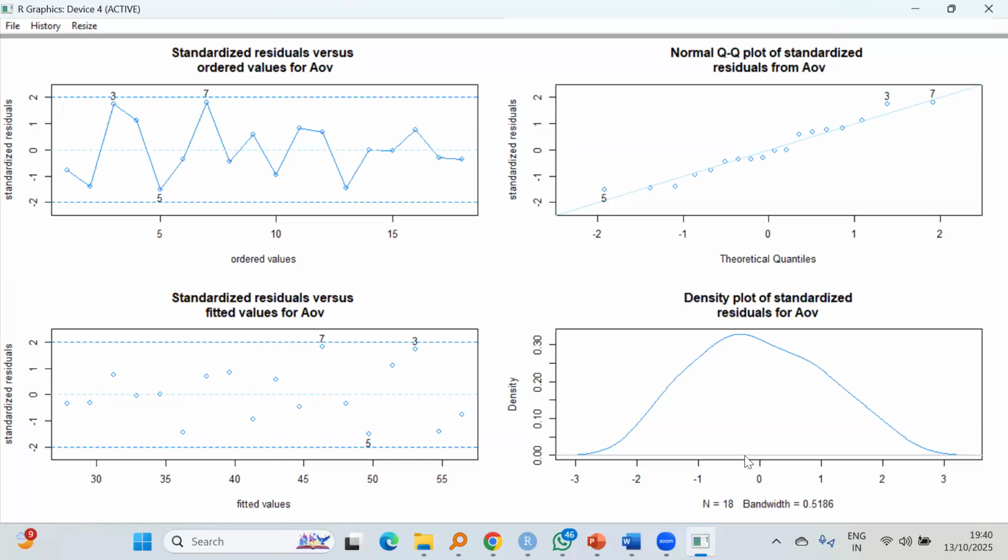So chi-square is a parametric or a non-parametric distribution? Chi-square, if you talk about the test for association, that is the non-parametric. If you talk about the chi-square for goodness of fit, in that case it is parametric.